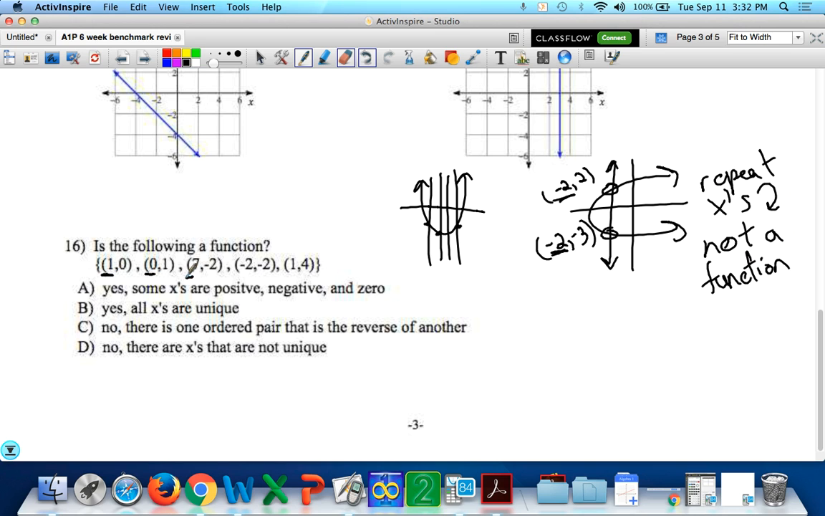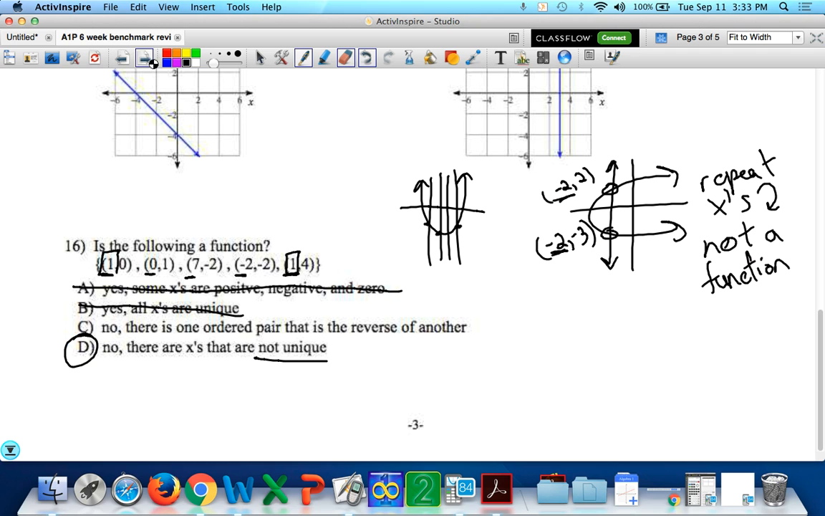1, 0, 7, negative 2, another 1. Okay? So this is not a function. Well, that gets rid of A and B. So no and no, there's an ordered pair that is the reverse of another. There are x's that are not unique. That means repeating. So D. Okay? We haven't ever talked about ordered pairs being reverses of each other. It's a completely different topic.